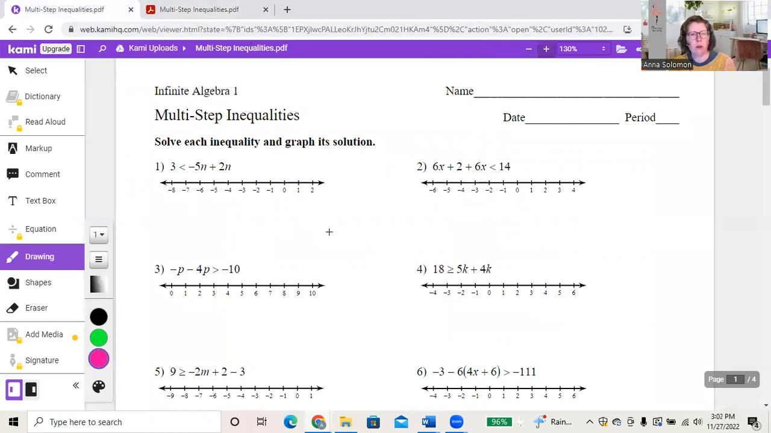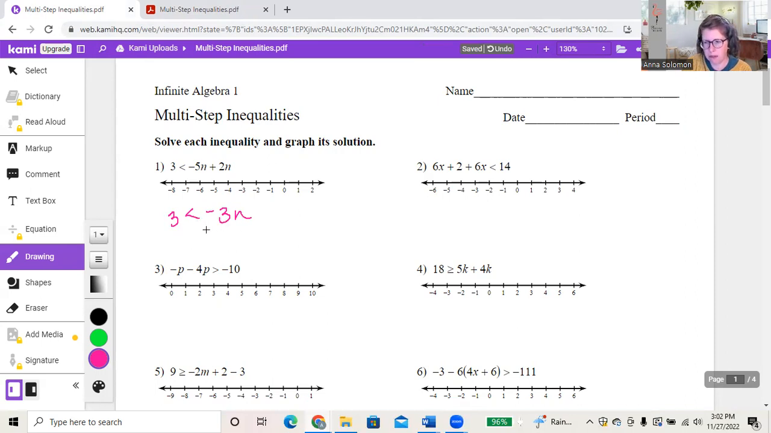So solving inequalities is the same as solving if it were just an equal sign instead of an inequality sign, for the most part. A lot of the time you just do the same things. So the first thing we want to do, let's look at number 1, we need to combine like terms. So I'm going to copy this down on the bottom. 3 is less than negative 5n plus 2n. Negative 5 plus 2 is negative 3n. And then, okay, they're going to start us off right here.